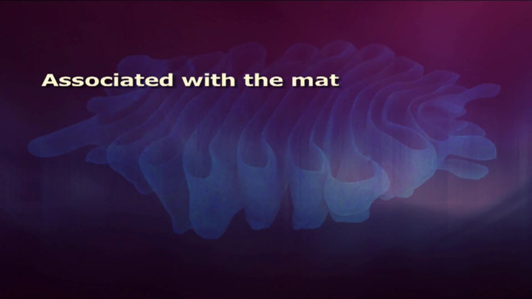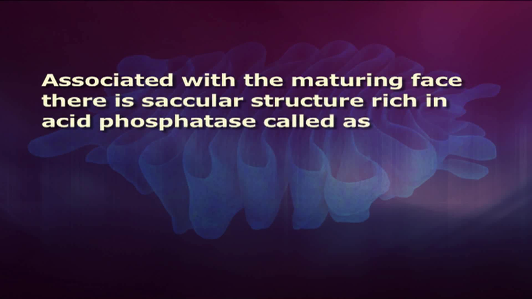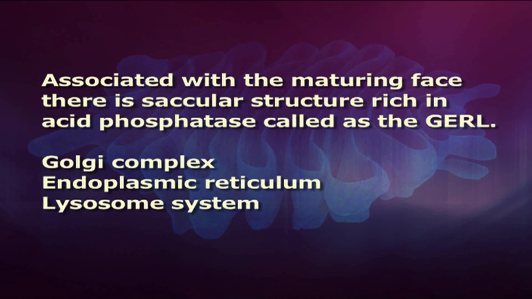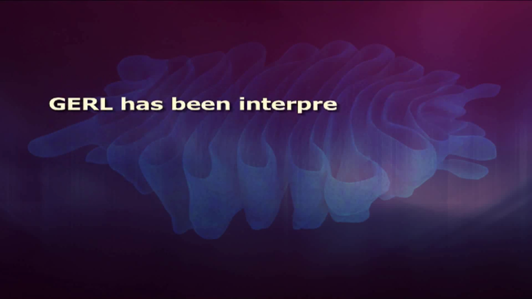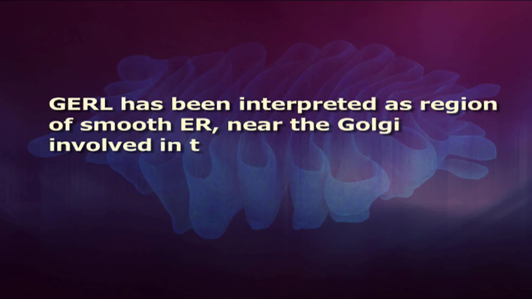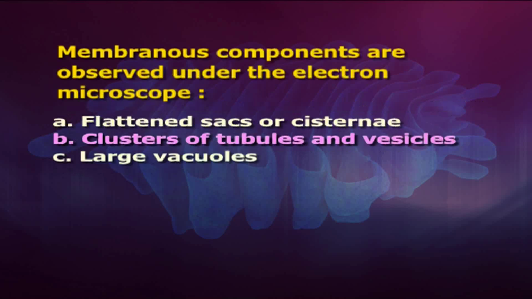Associated with the maturing phase, there is a saccular structure rich in acid phosphatase called GERL, that is abbreviation for Golgi complex, endoplasmic reticulum and lysosome system. GERL has been interpreted as a region of smooth ER near the Golgi involved in the production of lysosomes.